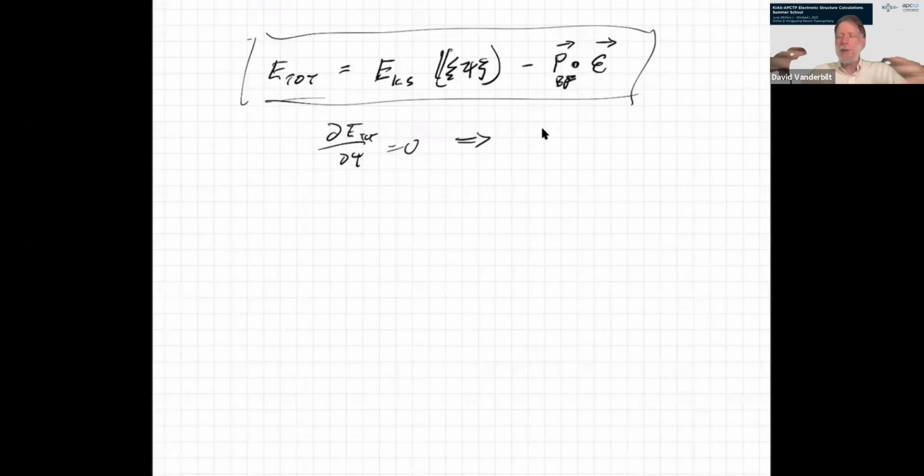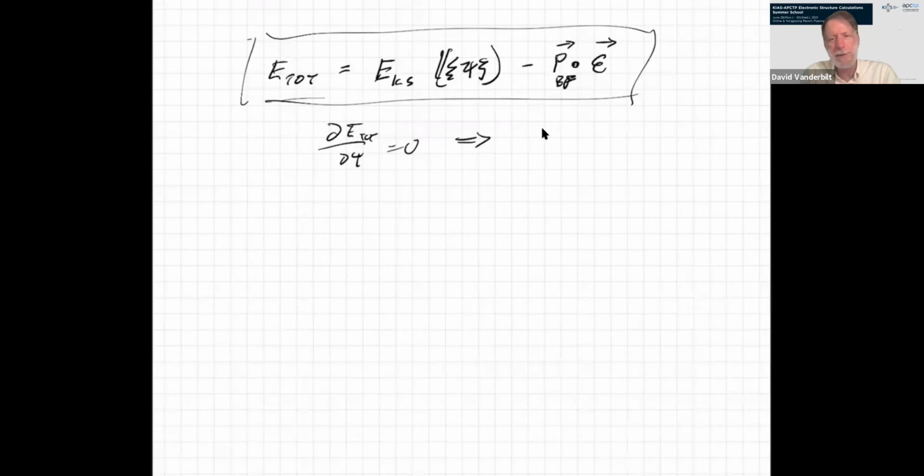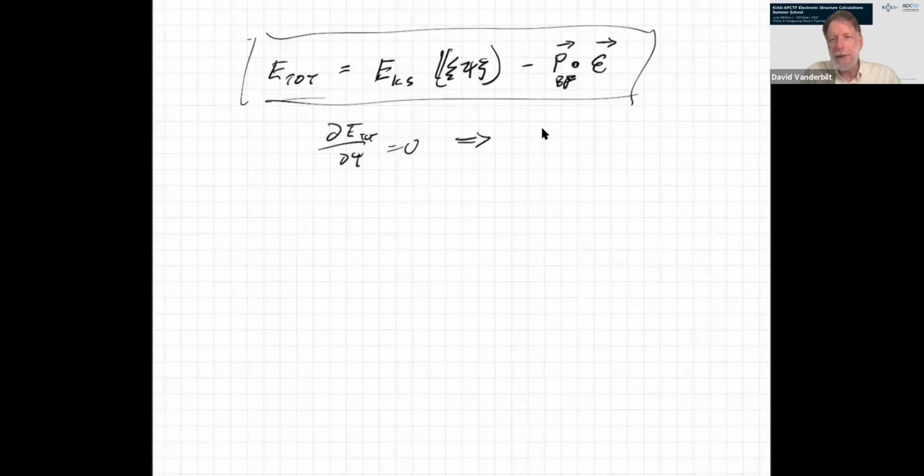So what are those Bloch functions? They're not eigenstates of the Hamiltonian, because once you have an electric field, the eigenstates are horrible things, some kind of terrible Airy functions or something. But nevertheless, those quote unquote Bloch functions, the manifold of them, represents a one-particle density matrix, which is periodic and idempotent and minimizes the energy in the presence of the Hamiltonian and the external electric field. And so it's still a meaningful thing.